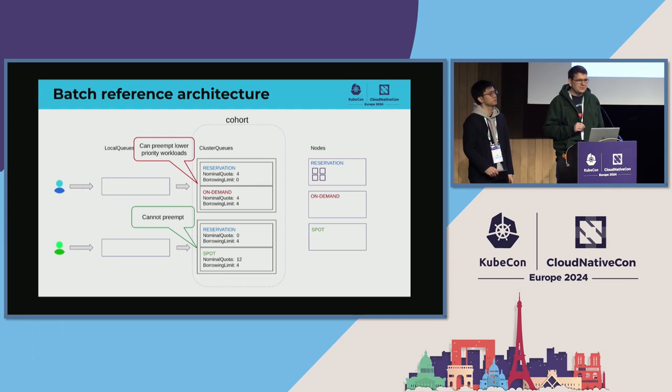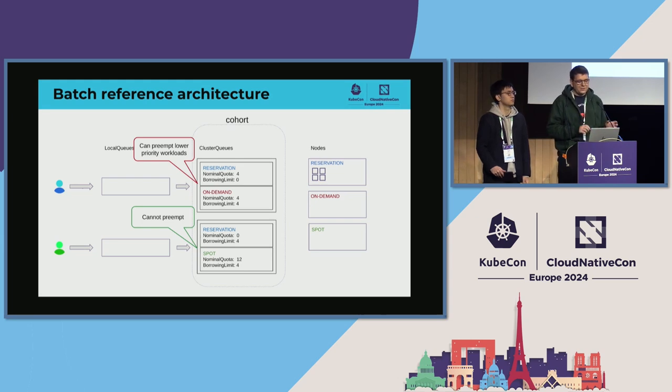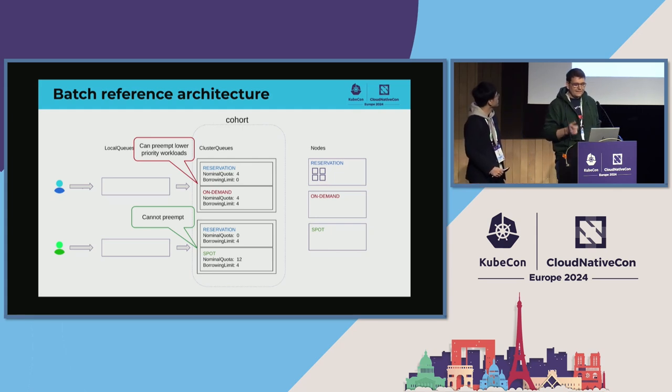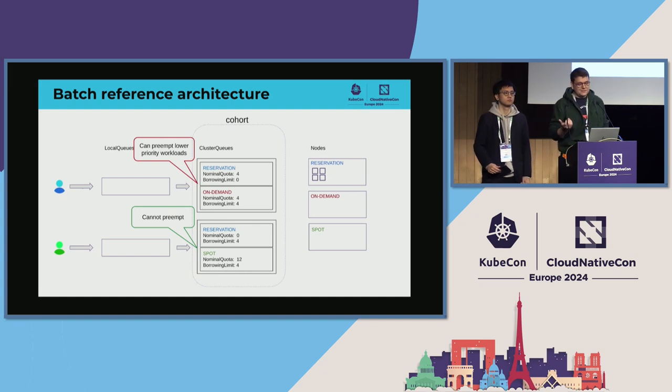But in this section, I would like to show you how Kueue works based on a simplified example inspired by the batch reference architecture. So in this setup, we have two teams. The blue one is the higher priority team, and the green one is the lower priority team. They send the workloads to the corresponding local queues, pointing to the cluster queues that are wrapped into the cohort. And at the end of the day, we have physical resources in the cluster that are split into three resource flavors: the reservations, on demand, and spot. And you can, for simplicity, think that we are talking about one model of GPU.